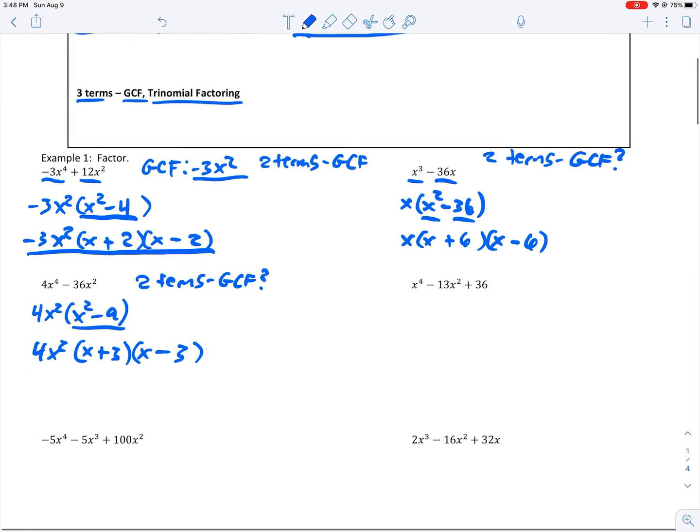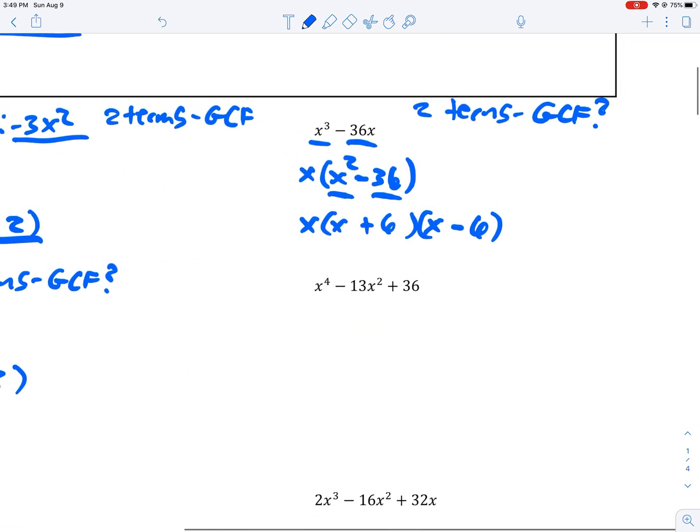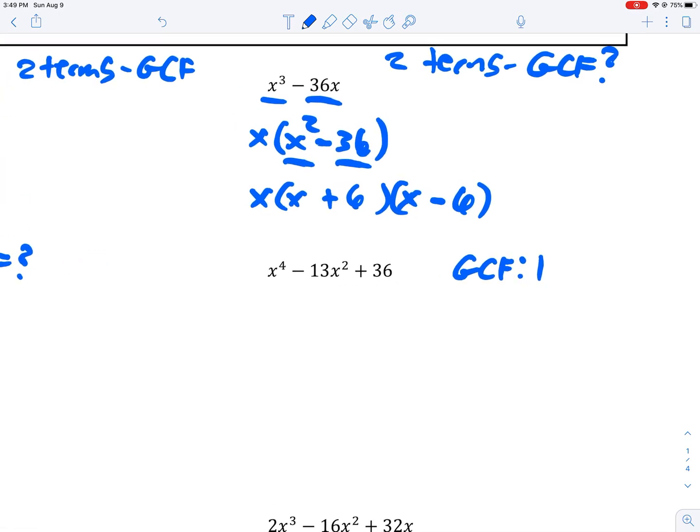Okay. Oh, this one's a little different. 3 terms. So is there a GCF? Well, technically there is one, but that's not going to really help us too much, okay? So then it's got to be 3 terms. There's no GCF. It's nothing we've really seen. So our only option is trinomial factoring. So remember, if it's 3 terms and factors, it's going to be 2 binomials. It's really all we've had because there's no GCF. Okay. So how do you get x to the fourth? Well, that would be x squared, x squared.